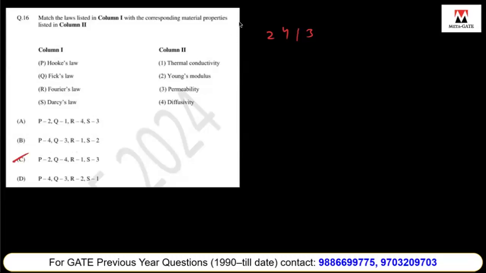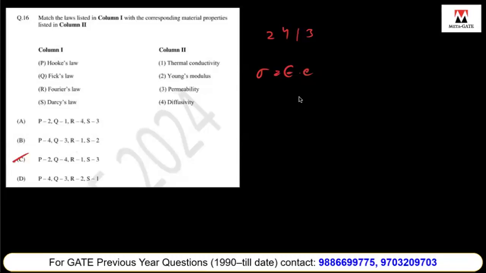So Hooke's law says that sigma is equal to E times epsilon, engineering stress and strain. It describes the linear relationship between stress and strain in an elastic material, and Young's modulus is the proportionality constant in this relationship. So the strain in a solid is proportional to the applied stress within the elastic limit.